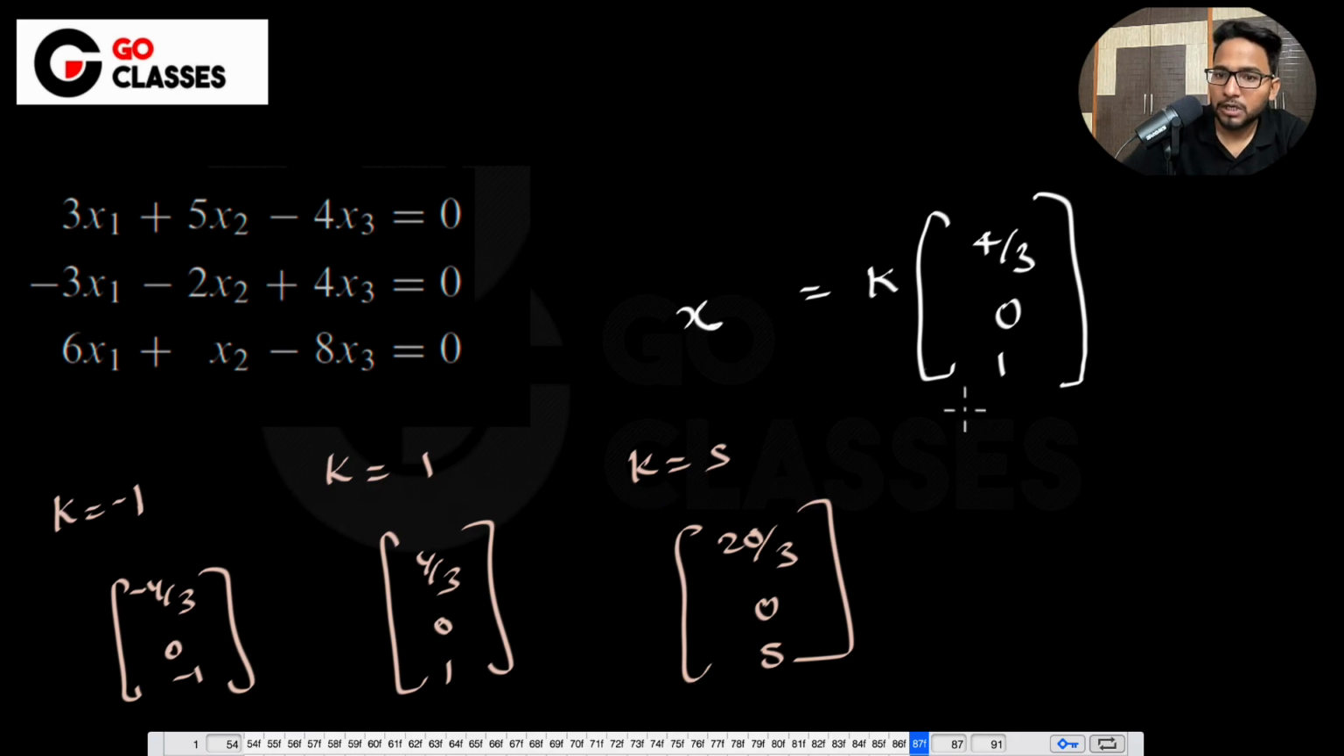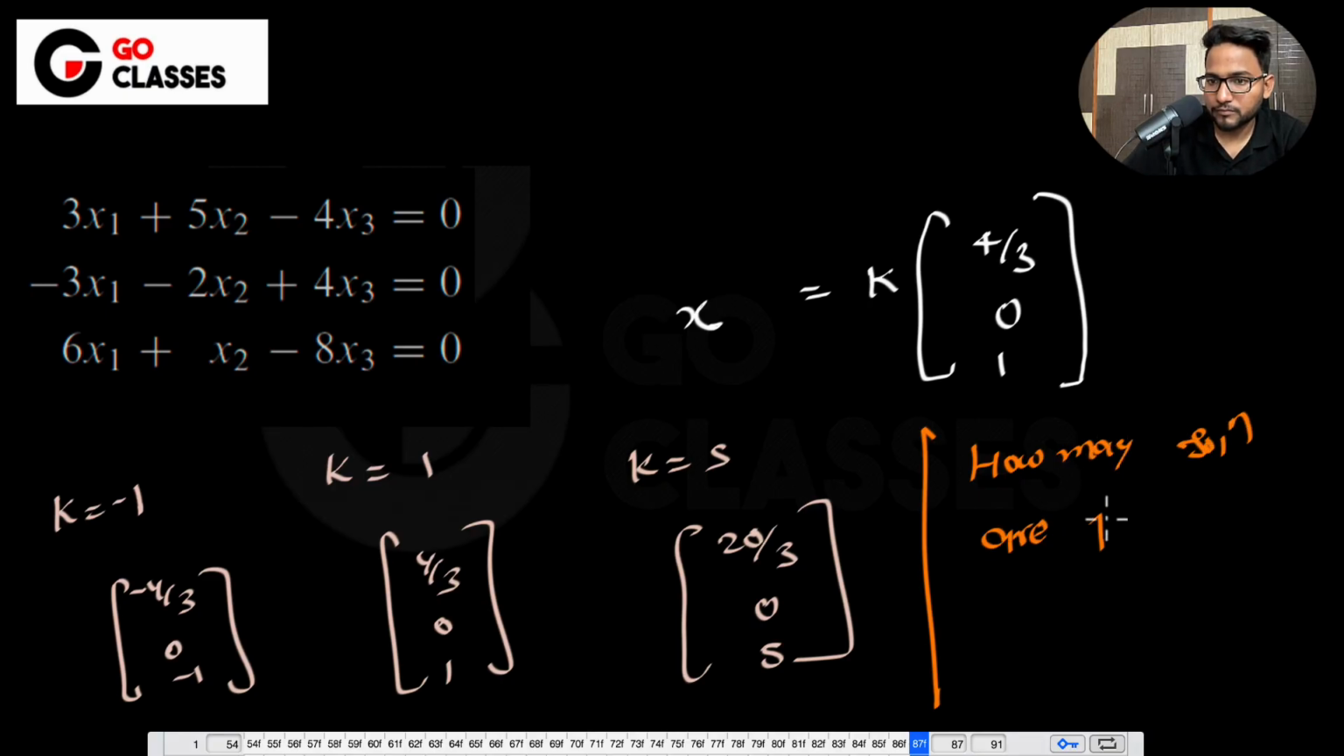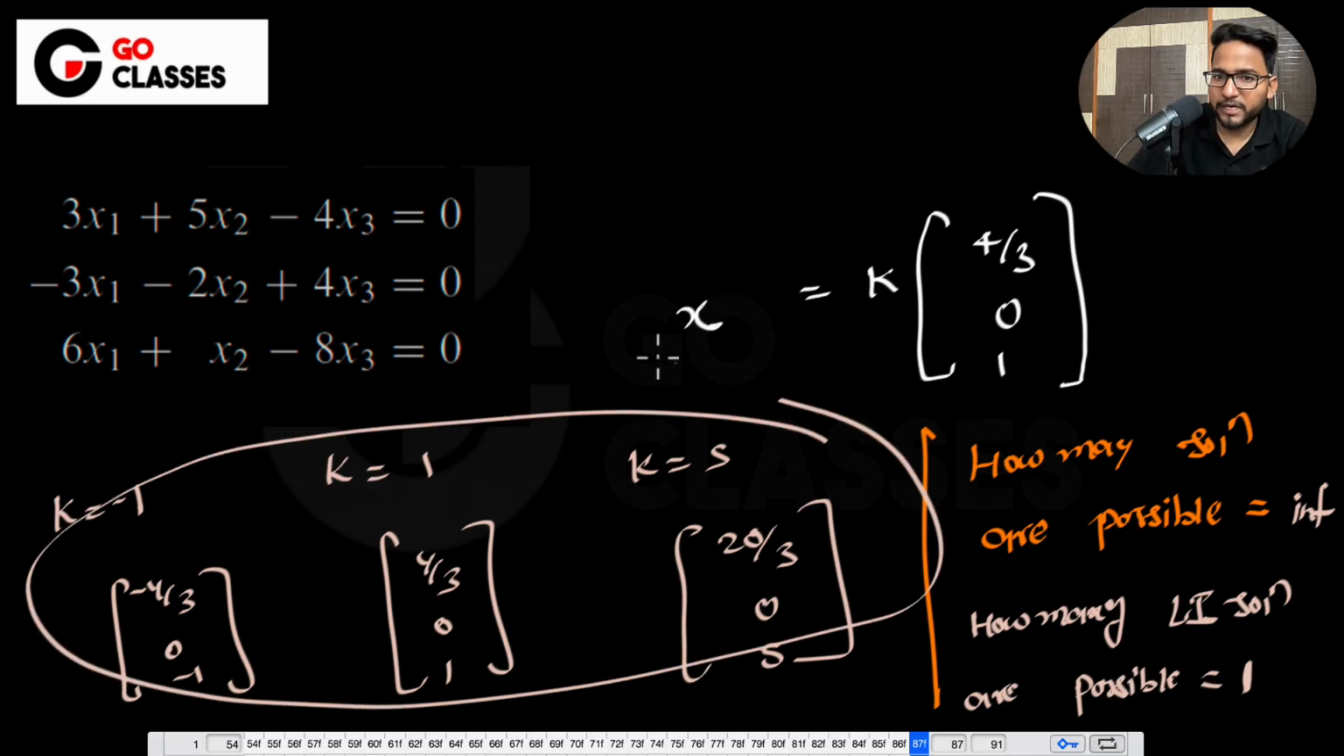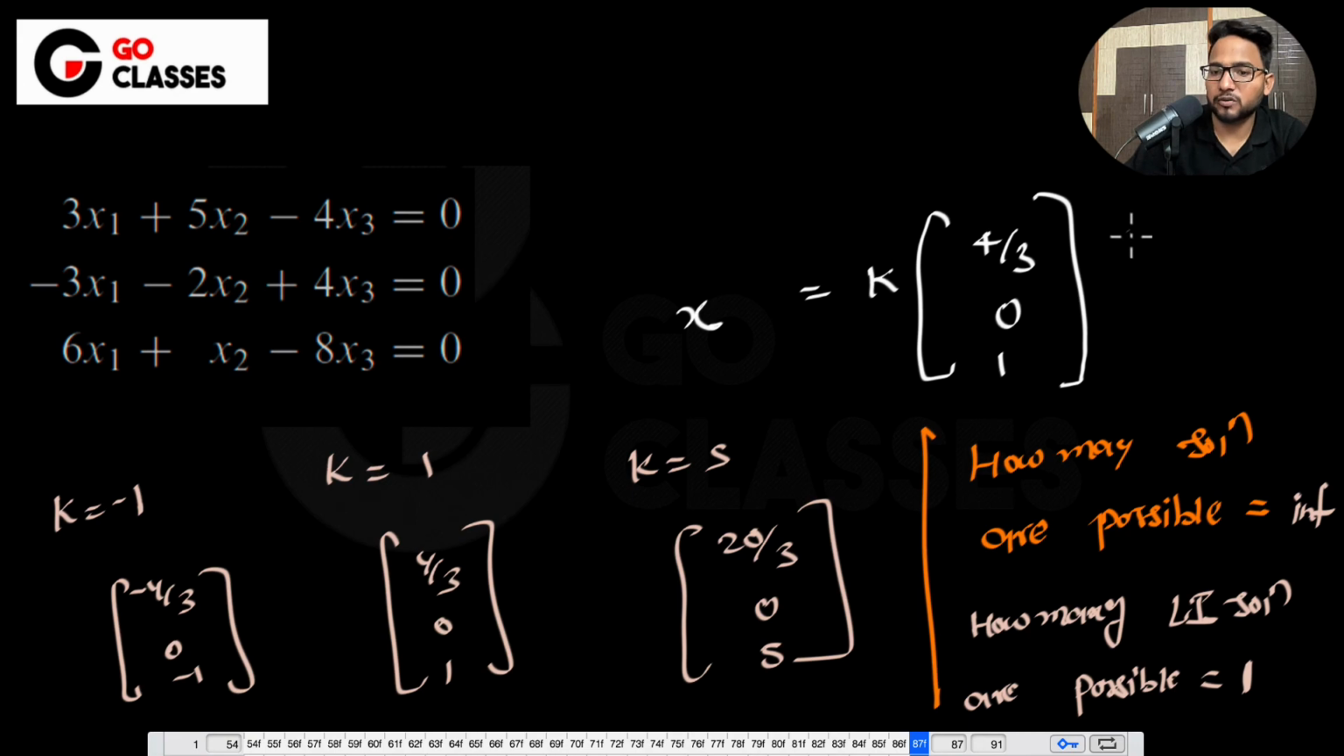So if someone asks you how many solutions are possible, then your answer is infinite. That's very important. Your answer is infinite. But if someone asks you how many linearly independent solutions are possible, then your answer is just 1. So that's the difference. Only one linearly independent answer is there, but there are infinitely many solutions.